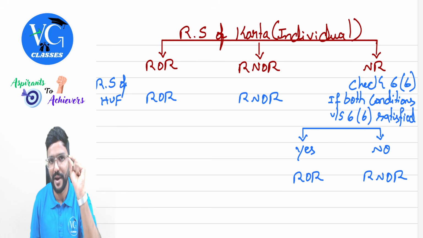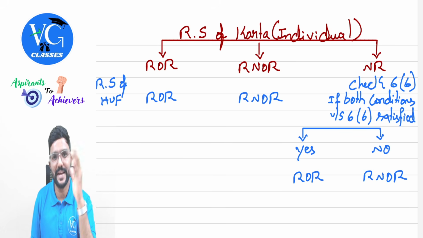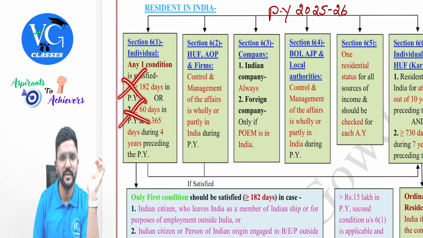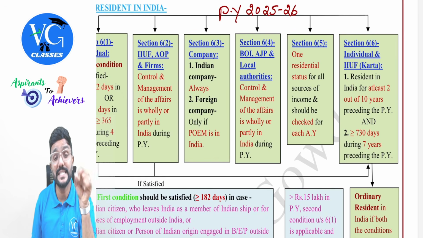I know somewhere you might be a little confused. I will clarify it. Listen here. Now, if Karta in his individual capacity doesn't satisfy both the conditions given here, we don't check additional conditions for him to decide the residential status of whom? Of Karta.